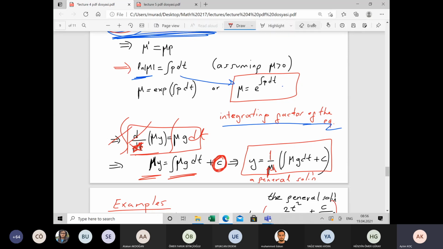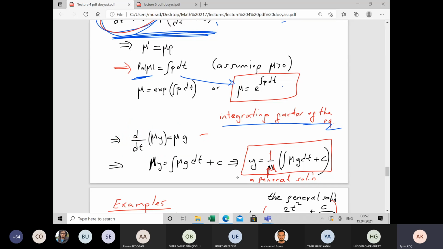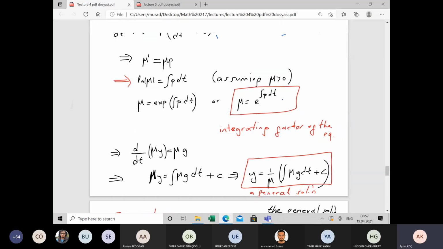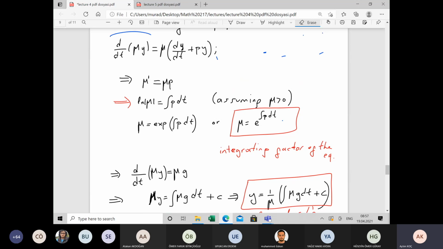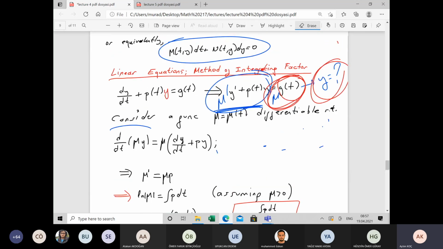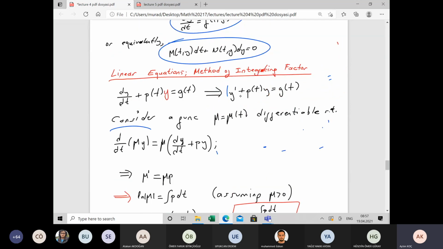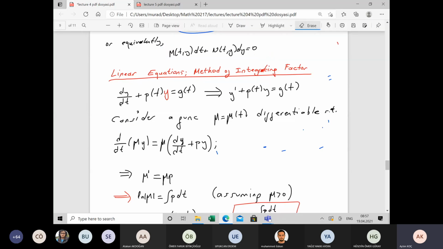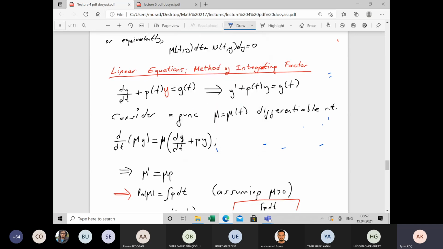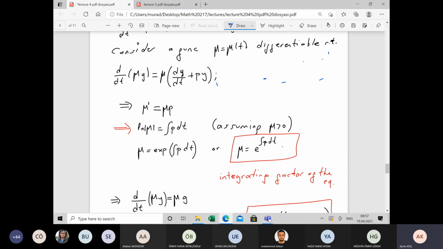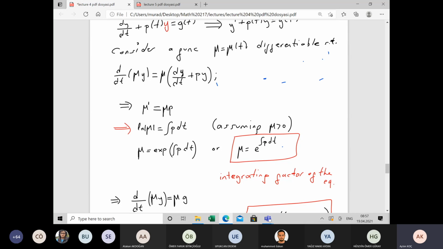So we obtain the solution. What's the solution? If our equation is a first order linear equation, by using the integrating factor mu and multiplying both sides of our differential equation, and then integrating both sides, we obtain our solution. Any question here?